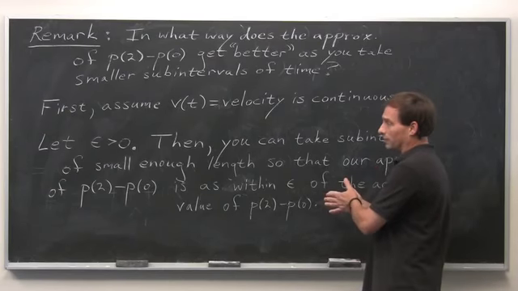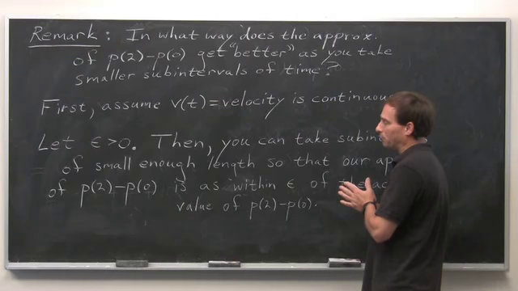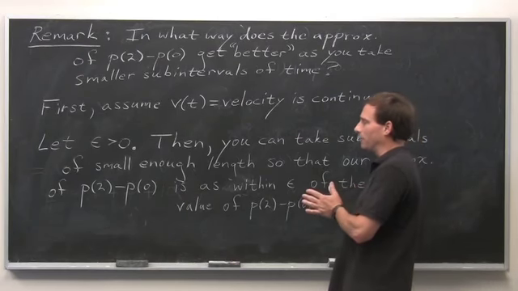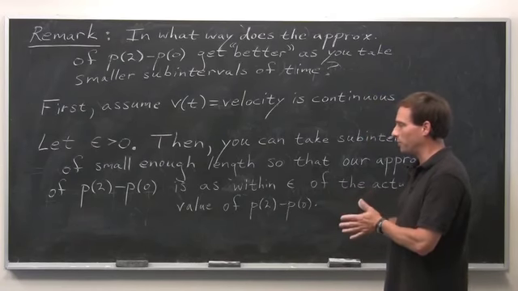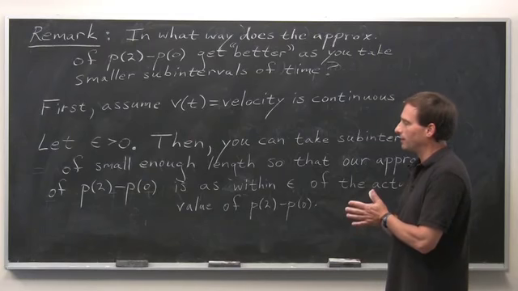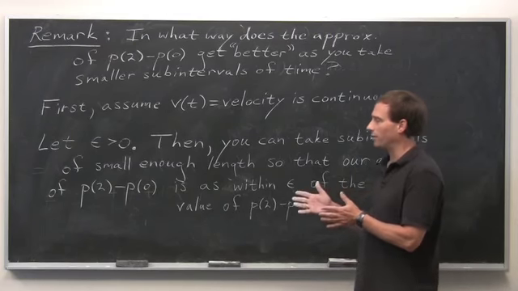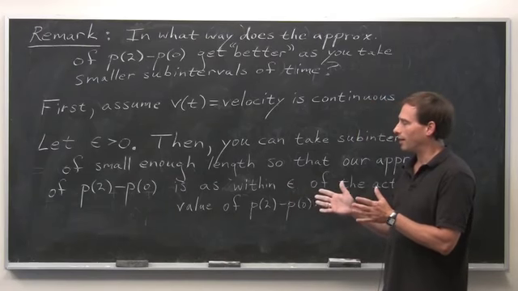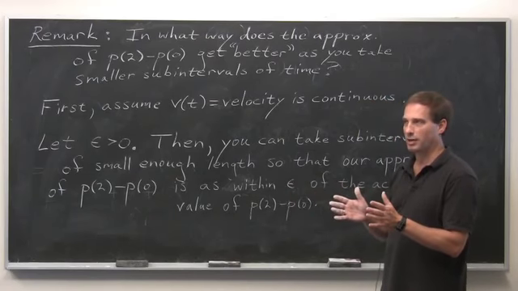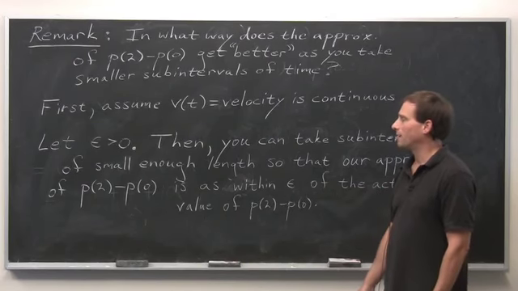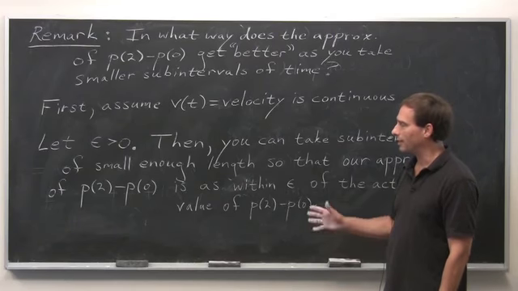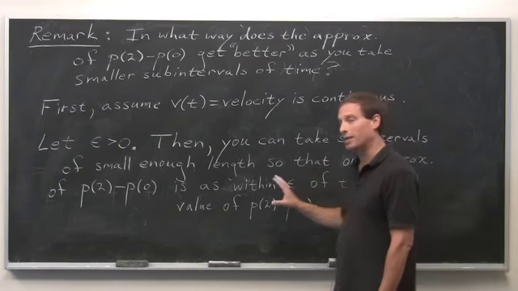But this can be proved, and so it tells us if the time intervals are small enough, you can get arbitrarily close to the displacement. But what it doesn't tell you is that once you're small enough, if you take something smaller, it actually gives you a better approximation. It's a little delicate, but this is something we can say.